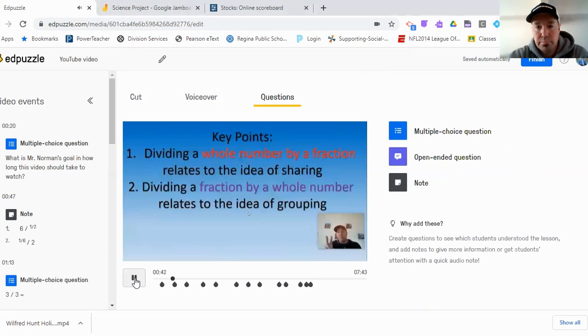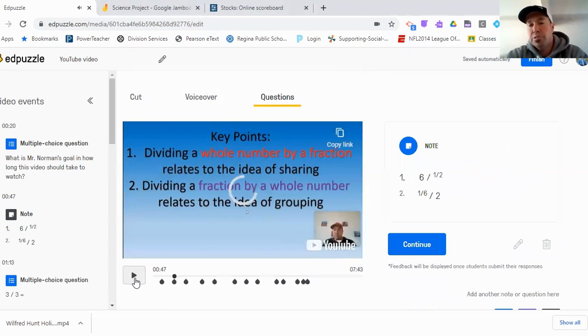The second key point is dividing a fraction by a whole number. So in this case, you have a half. At this point, I just added a note because I was curious if they actually even know what it would look like when a whole number is divided by a fraction.